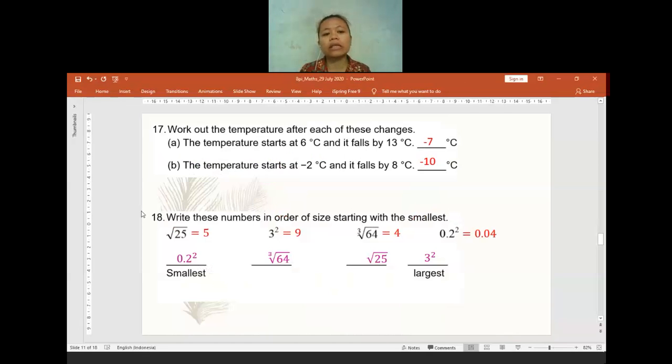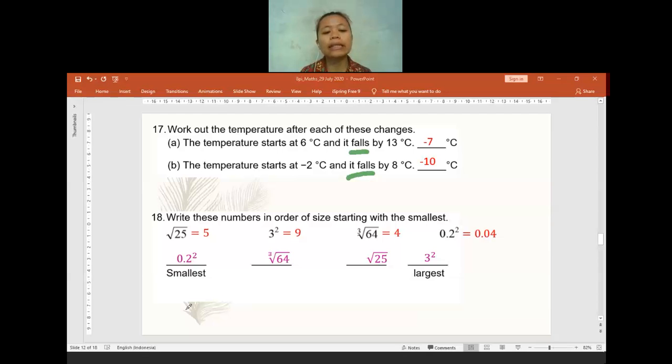For question 17, the temperature starts at 6 degrees and it falls by 13 degrees. When it falls, it means we have to subtract. 6 minus 13 equals -7. It starts at -2 and falls by 8, so we do -2 minus 8, which equals -10. Is there anyone having a question at question 17? Is there anyone with confusion? No? Okay. I will move to question 18.